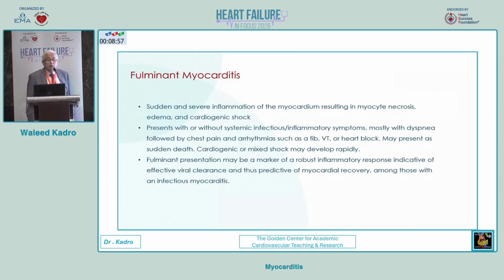Fulminant myocarditis is a sudden and severe inflammation in the myocardium, resulting in myocyte necrosis, edema, and cardiogenic shock. It is associated with systemic infection or inflammatory symptoms like fever and dyspnea. The other presenting symptoms could be chest pain or arrhythmia.